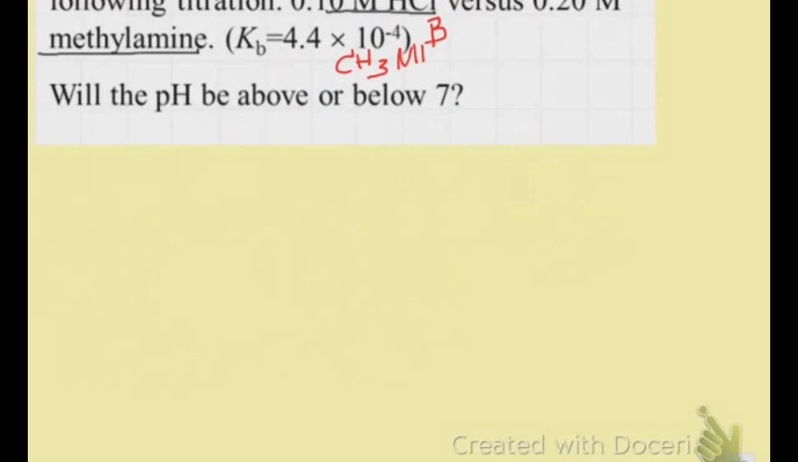Alright, so if I look at this, I'm adding the strong acid H+ to the base, and I end up with BH+, the conjugate. Alright, I'm using an ICF table. It's a one-way reaction. My pH should be below 7 because I'm adding a strong acid to a weak base.